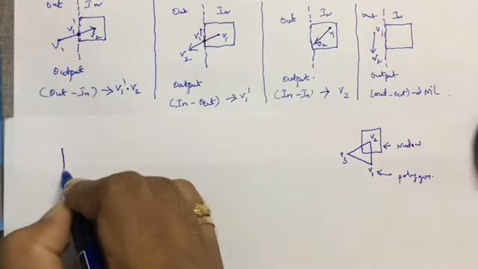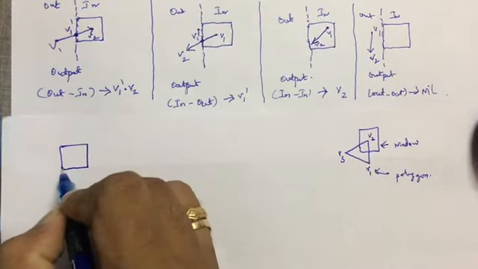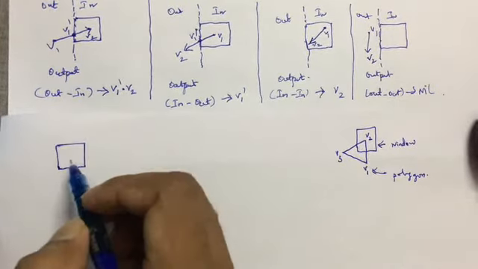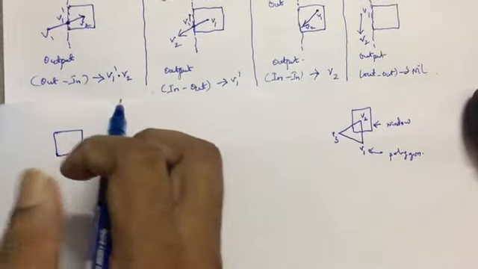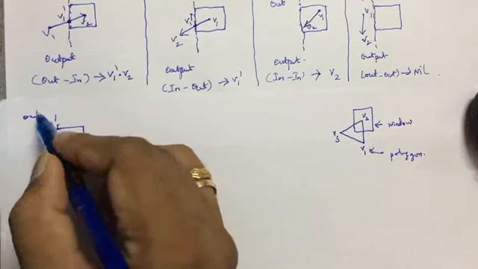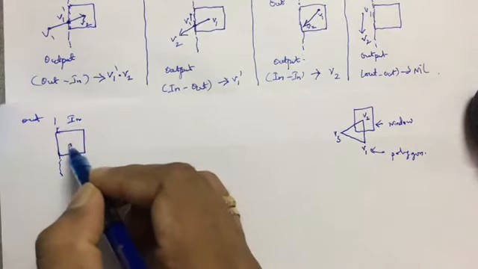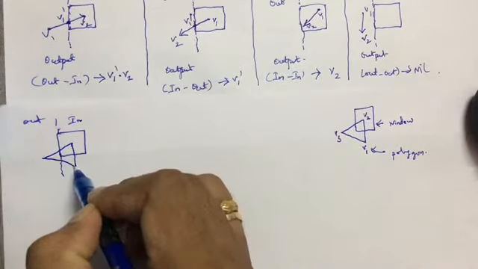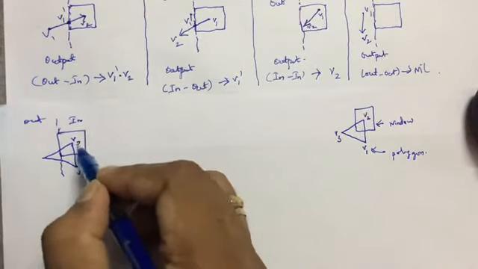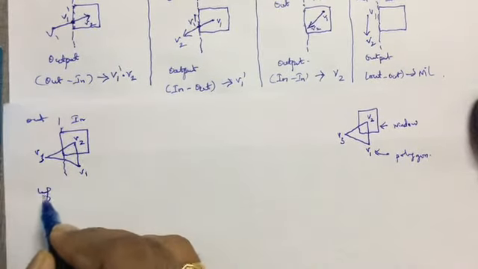So on left clipping, this is the window. On left clipping, this is the out position, in position, window, V1, V2, V3. So left clip.